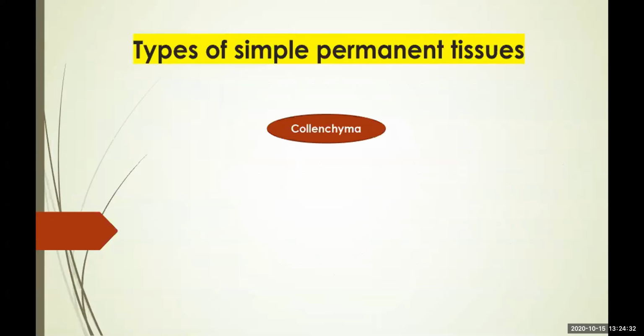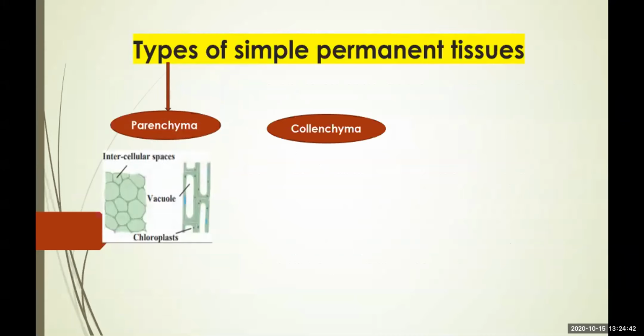Now, types of simple permanent tissues. There are three types of simple permanent tissue. One is parenchyma. This is how the parenchyma cells look, what we have seen in case of epidermis. They have rich cytoplasm, vacuole, and less intercellular spaces.